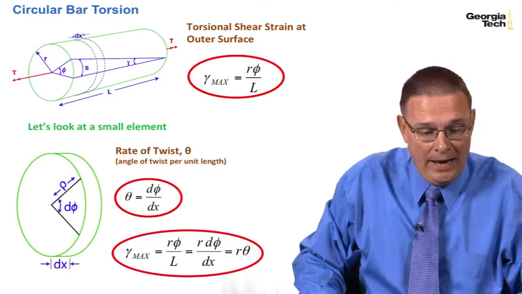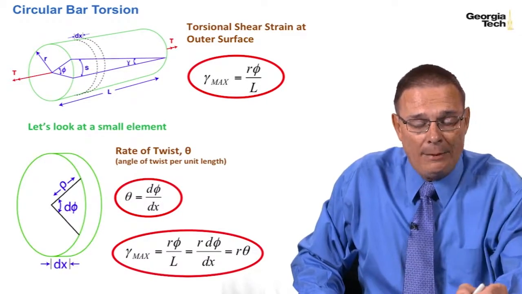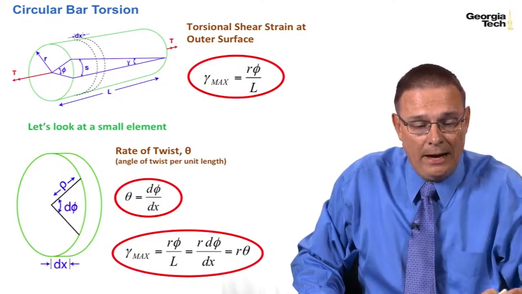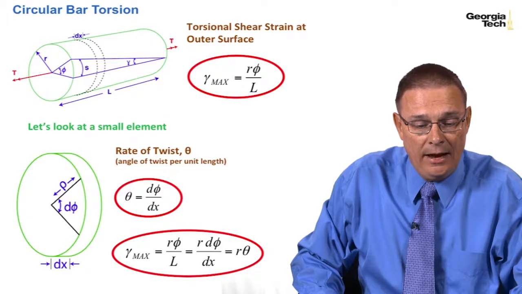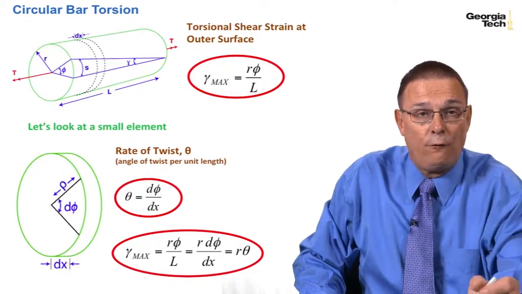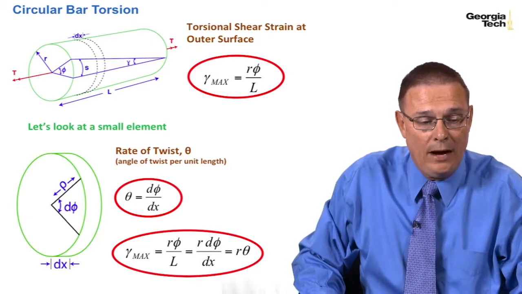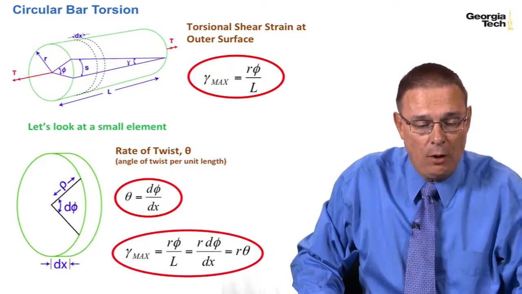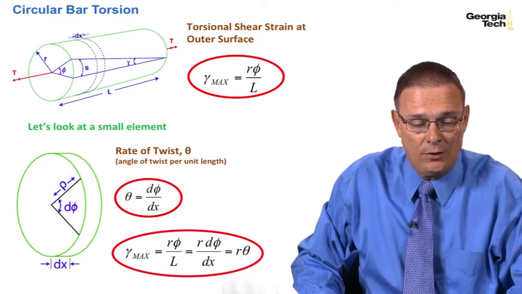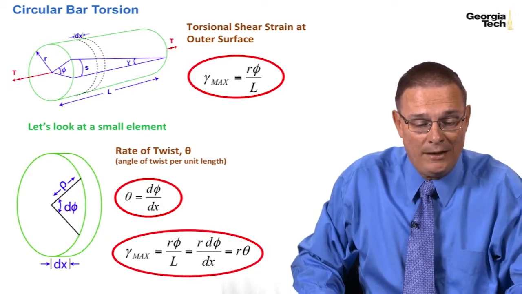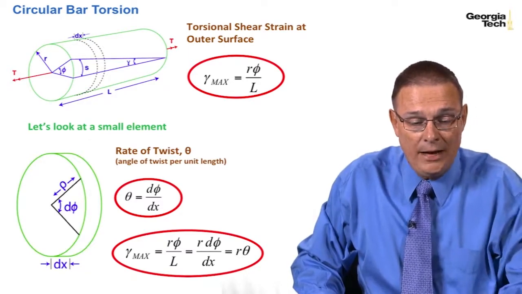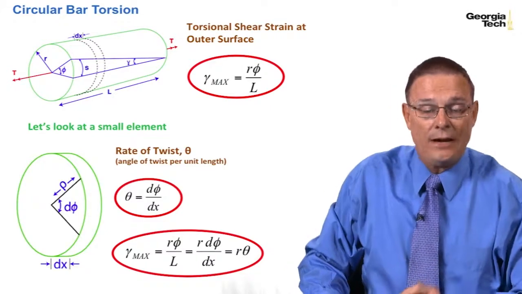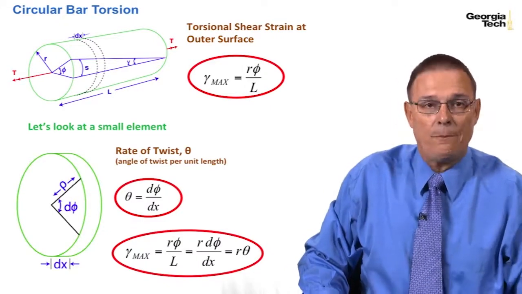And so now we had gamma max, the shear strain max, is equal to r phi over L. I can substitute in, and instead of phi over L for the full member, now I'm going to just use, for the small element, d phi over dx, which again, for the small element, the angle is d phi and the length is dx. And d phi over dx is the rate of twist, so I can substitute that in and we come up with this relationship.